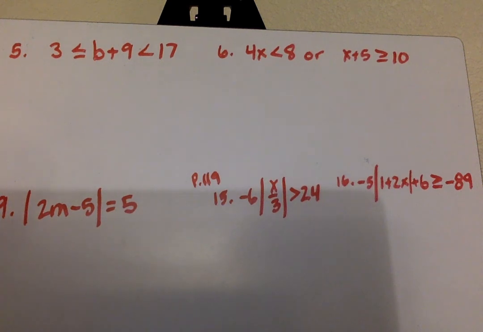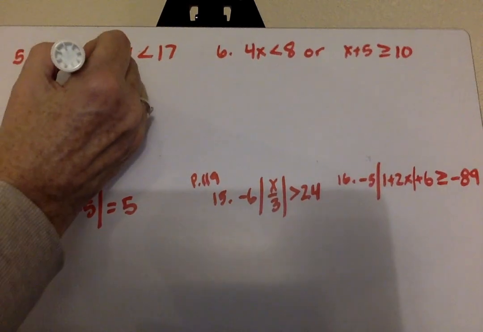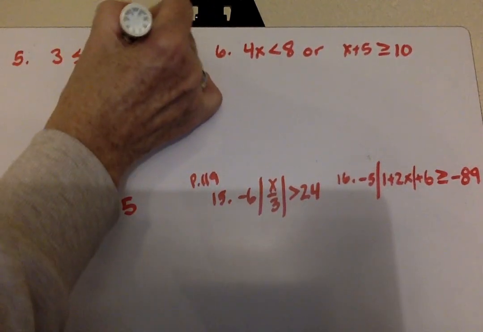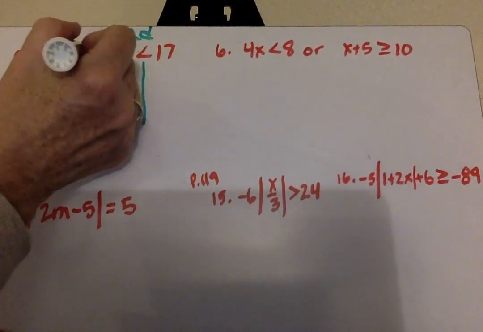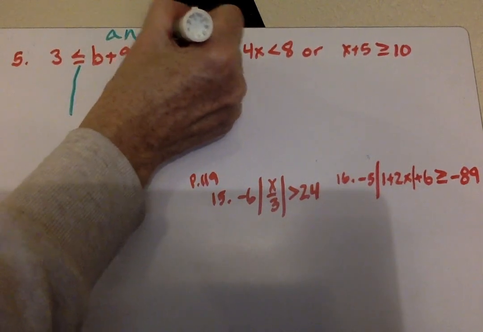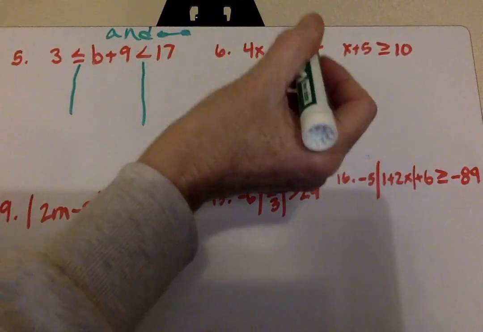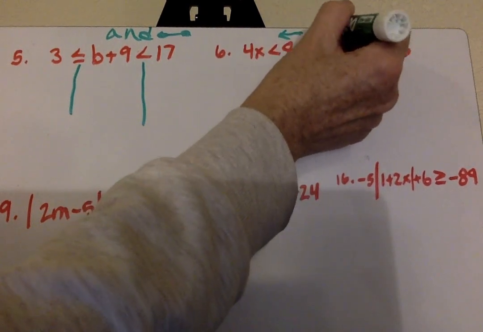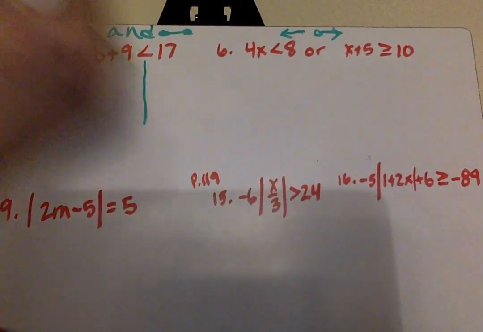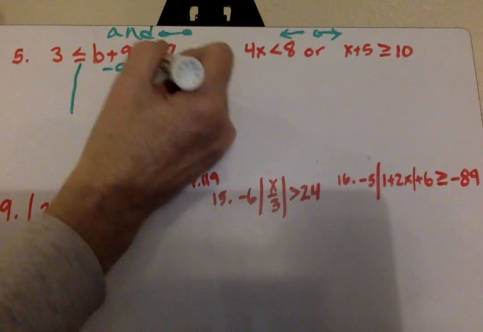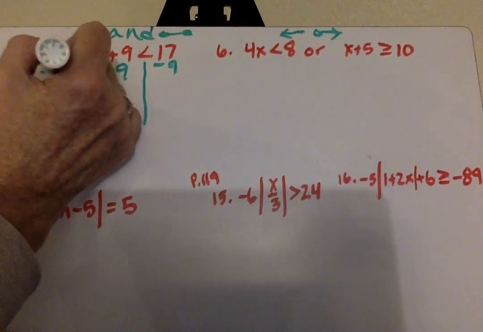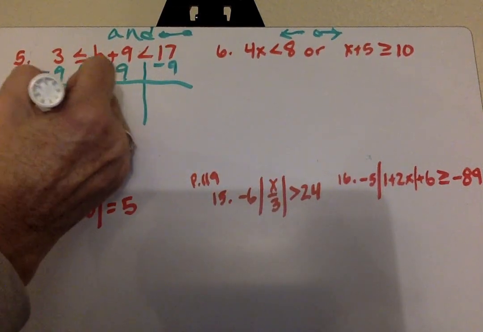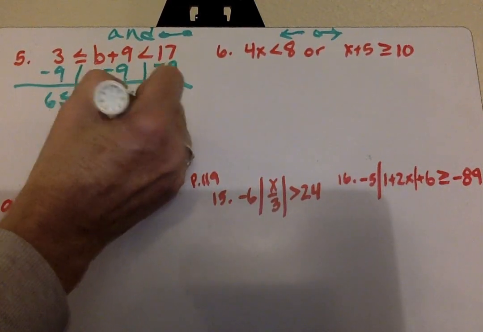Now, when it's all hooked together, we're going to make 2 lines down. And if they're all hooked together, it has to be an and. Remember the and one? Remember less than and? It's going to be inside. And remember the ors are going to be like that or like that on the outside. Okay? Now we're going to go minus 9, minus 9, minus 9. You do minus 9 on all 3 sides. So we get 6 less than or equal to b less than 8.